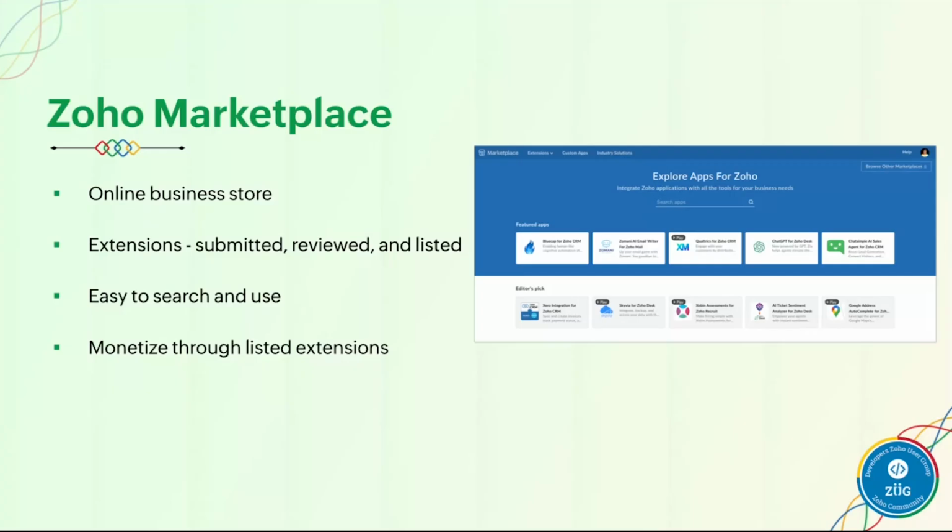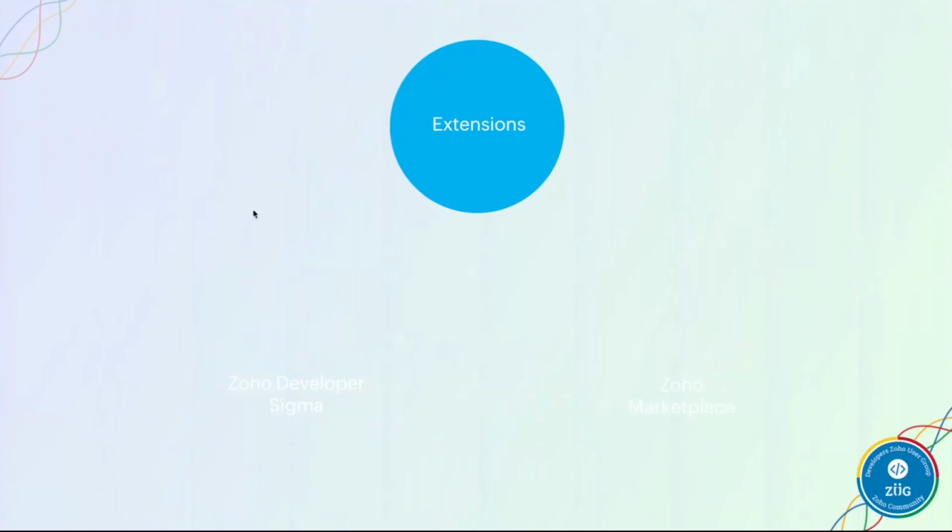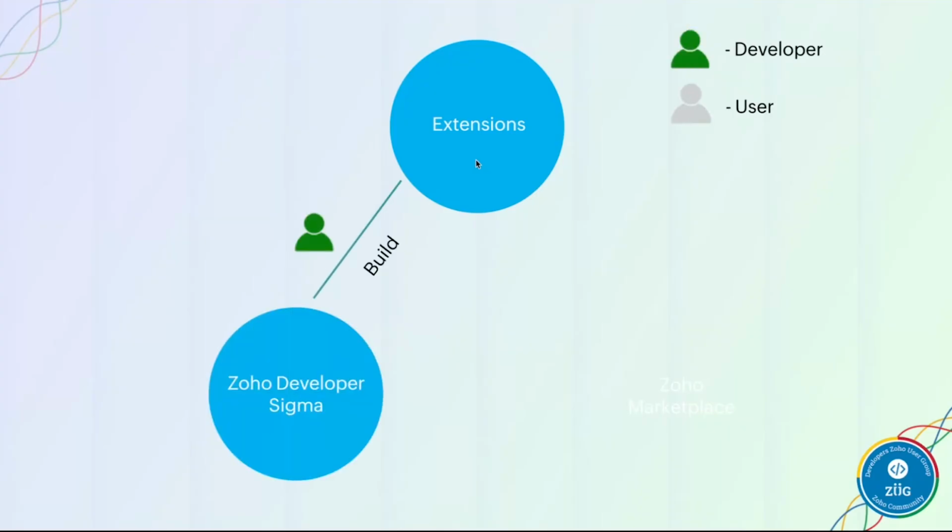So this was a summary on what extensions are, what Zoho Developer is, and what Zoho Marketplace is. As a conclusion, let's see how these three components play a role together in an ecosystem. These extensions can be built by Zoho developers using the Zoho developer platform Sigma.